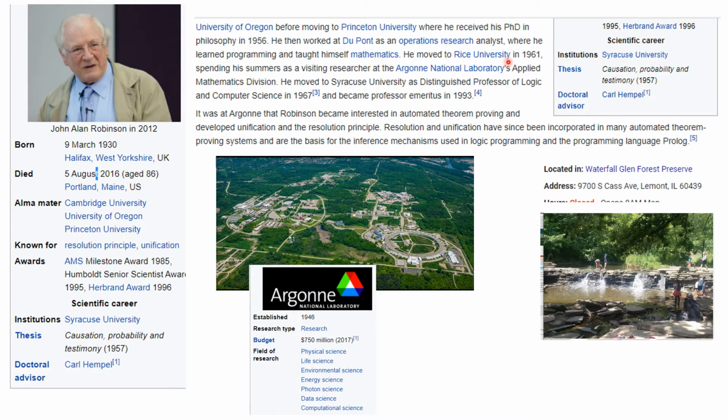He moved to Rice in 1961 as a faculty member and spent his summer as a visiting researcher at Argonne National Laboratory, which is close to us in Lemont. It's located in Waterfall Glen Forest Preserve. This is a picture of the waterfall that is there, and this is a huge place, and I have hiked around this, and it's a 10-mile hike if you go all the way around. And they do research on physical science, life science, environmental science, energy science, photon science, data science, and computational science, and math is behind all of this stuff. That is a great place for you to get an internship in any of those fields.